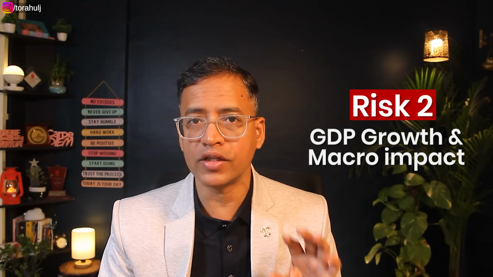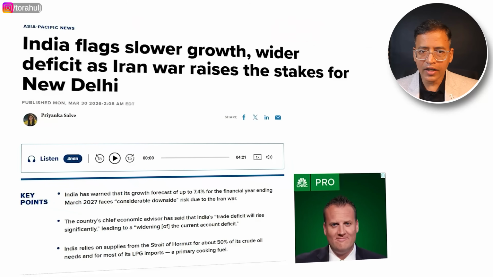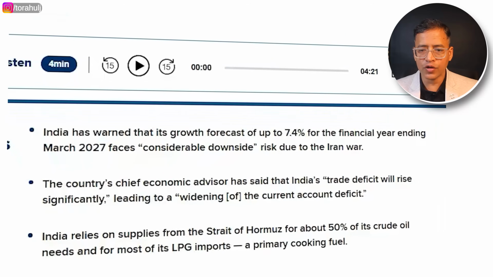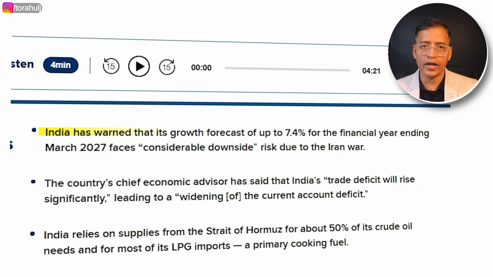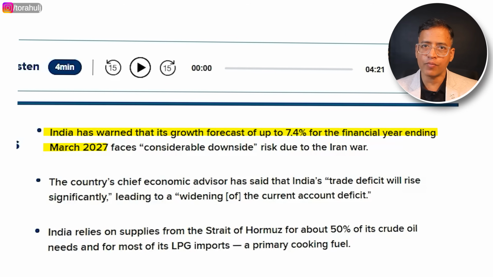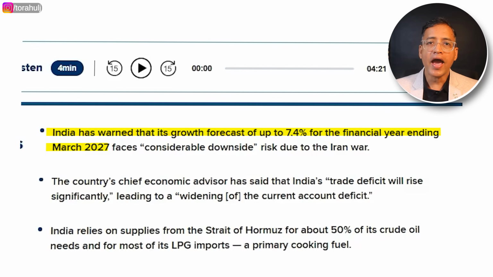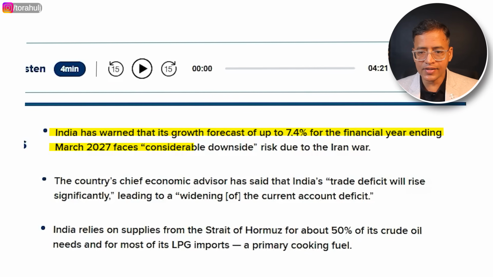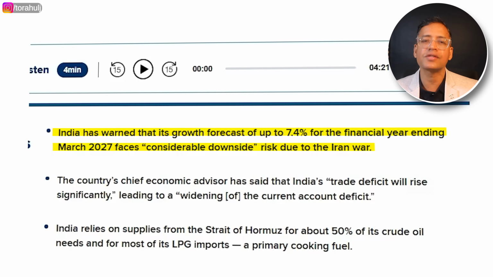The second risk that we need to be aware of is GDP growth and the macro impact. There's a good article that CNBC published, which said that the growth prospect of Indian GDP was around 7.4% before this war started, as per March 2027 predictions. And the government is acknowledging that this 7.4% is at risk right now. So macro-wise, there is definitely an impact. We cannot deny it. That risk remains, that we might see some slowdown.